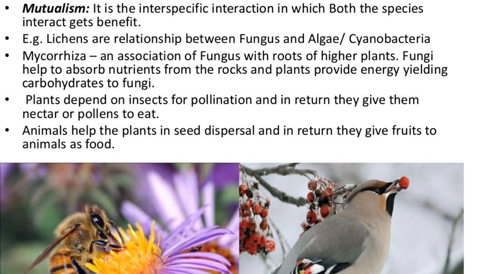Mutualism or symbiotic relation is the interspecific interaction in which both interacting species benefit. For example, lichens are a relationship between fungus and algae or cyanobacteria. Mycorrhiza is an association of fungus with roots of higher plants. Fungi help to absorb nutrients from the soil and the plants provide energy-yielding carbohydrates to fungi. Plants depend on insects for pollination, and in return they give them nectar or pollen to eat. Animals help the plants in seed dispersal, and in return the plants give fruits to animals as food.